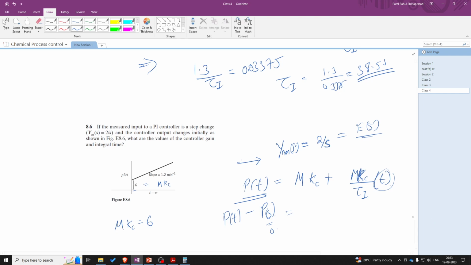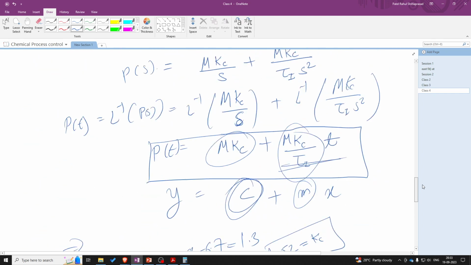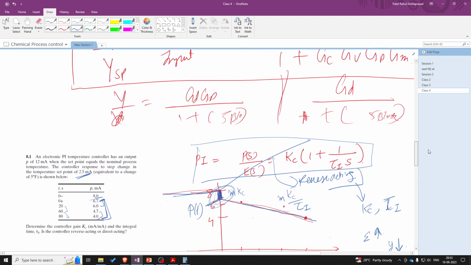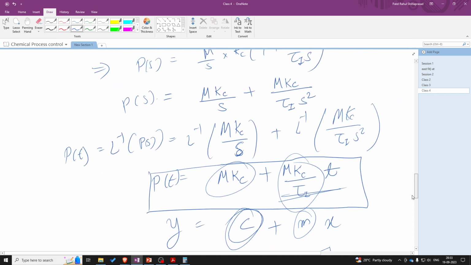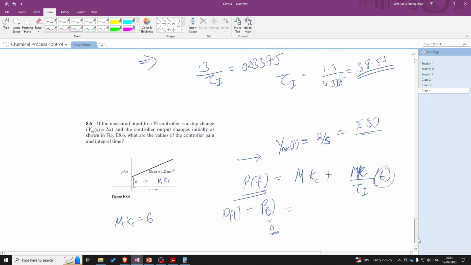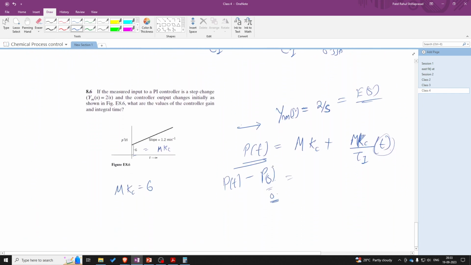Whereas in the earlier question, this value was not 0. It was, I think, 8. This constant value is 8. That is why we took the difference of both of these terms when we put the value of 0. So yes, coming back to this question, the value of mkc is 0.